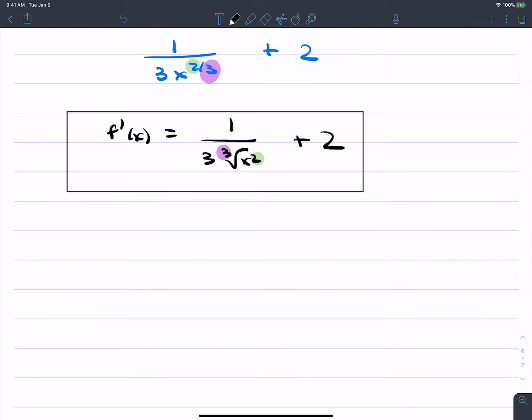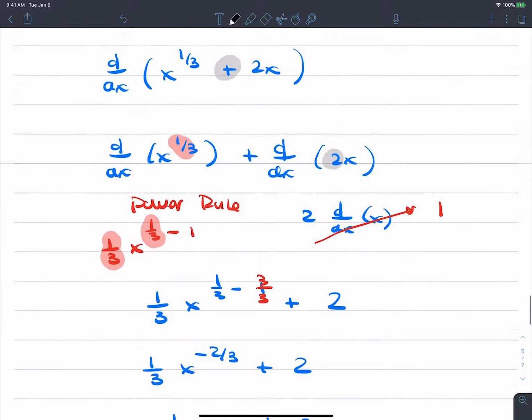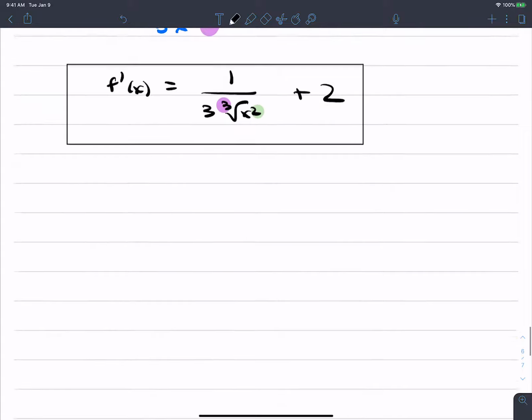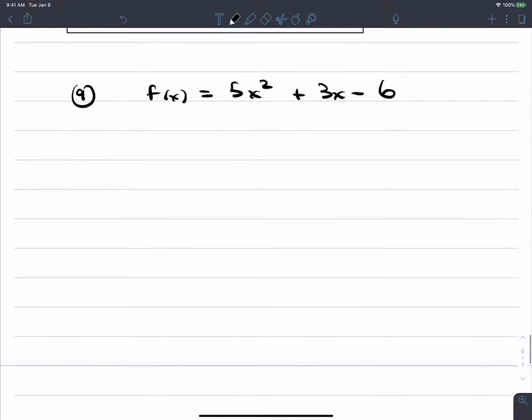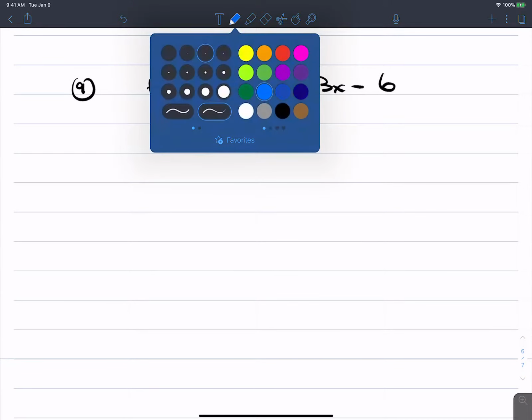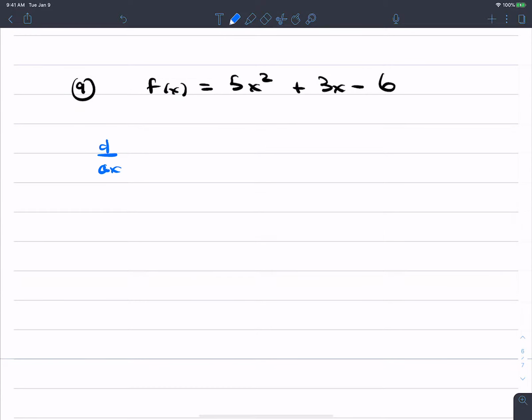All right. Now, that was, let's say this is 8. I'm going to say 9 here. Let's do another example. I'm going to give you a standard polynomial, specifically a quadratic. And we're going to differentiate this quadratic. So derivative of 5x squared plus 3x minus 6. We're going to take that derivative.